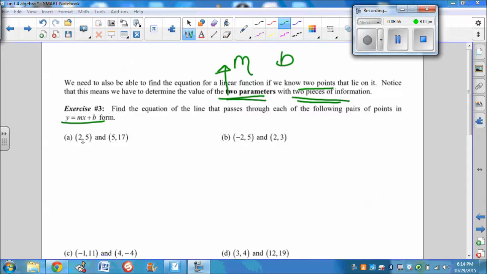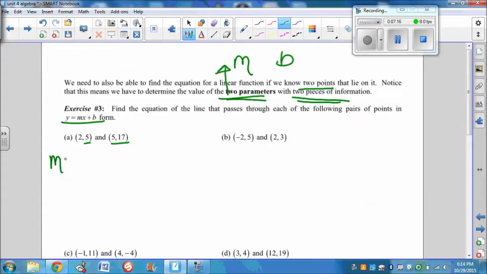I certainly could take those 2 points and graph them. I could plot 2, 5, and I could plot 5, 17, and then connect those 2 points and do the rise over run, and I could see where the y-intercept is as well to be able to write the equation of this line. But let's do it algebraically.